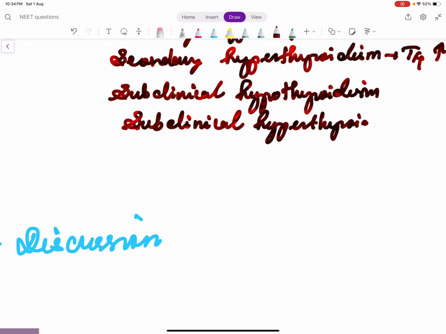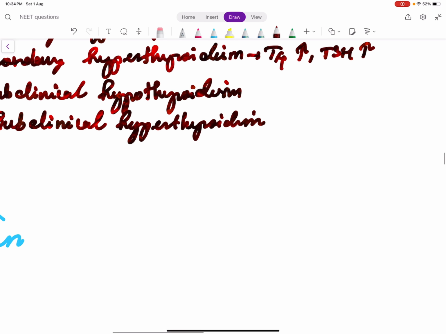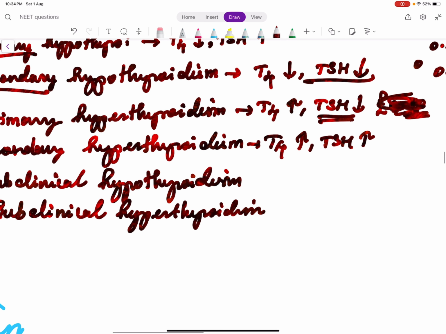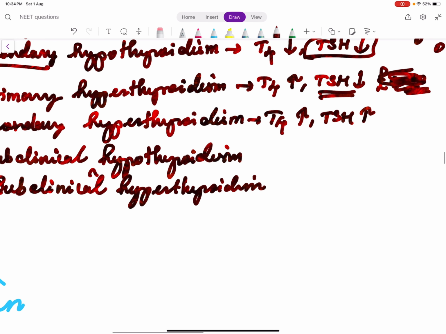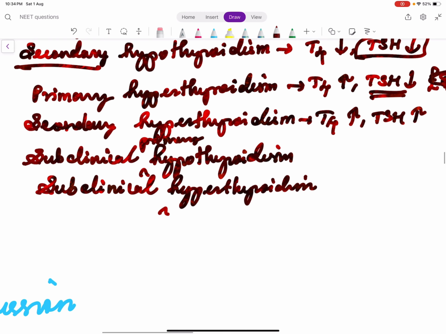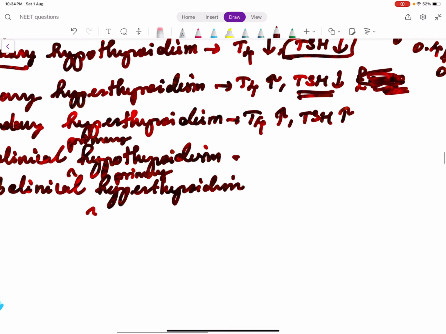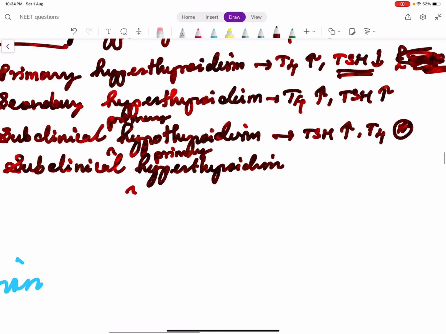So what is hypothyroidism? The classical definition is that TSH has to be high. That's the classic definition of primary hypothyroidism. So subclinical hypothyroidism is nothing but primary hypothyroidism. Subclinical hyperthyroidism is also actually primary hyperthyroidism. Why is it called subclinical? T4 has not yet become low. So if TSH is high but T4 is normal, we call it primary subclinical hypothyroidism.